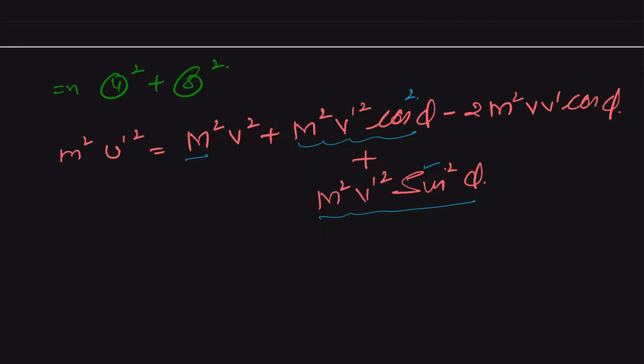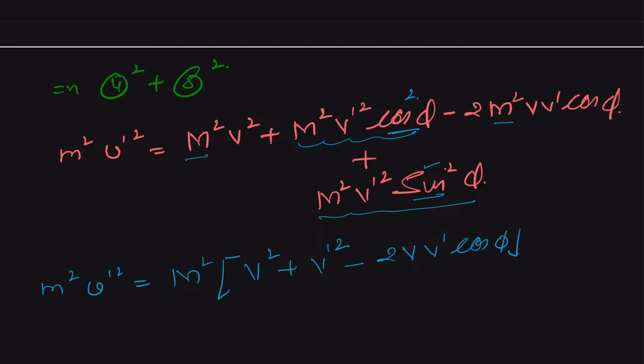Therefore, we can write that m square v prime square is equal to m square times: first v square is as it is. Second, this will be sine square plus cos square phi, which is equal to 1. This will be giving us v prime square minus, and m square we have taken as common, so this comes as 2 v v prime cos of phi.